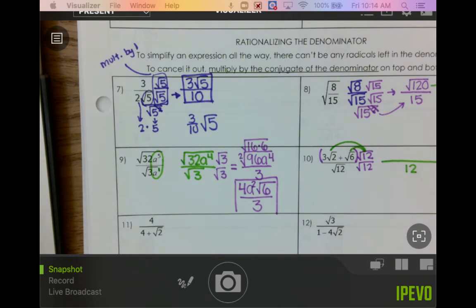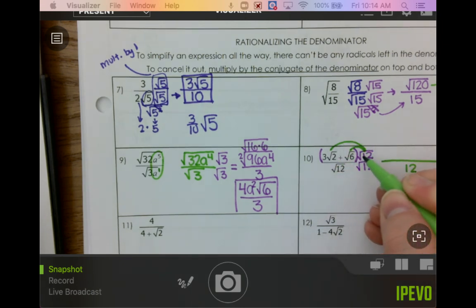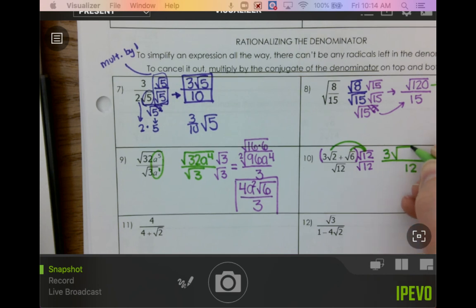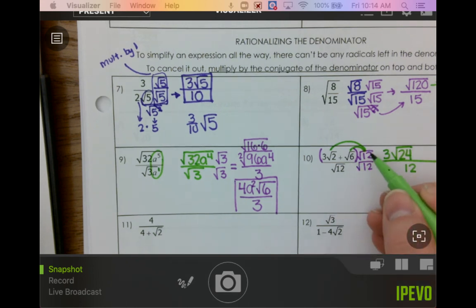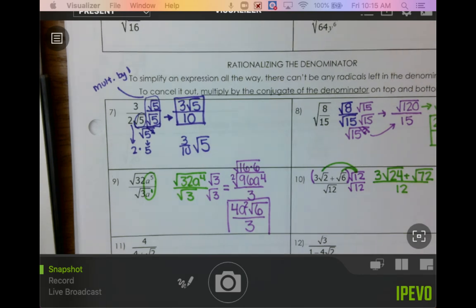On the top, when I go to do 3 square root of 2 times the square root of 12, remember to keep the rules simple. You multiply the 2 and the 12 because they're inside, but the 3 has to stay out front. And 2 times 12 is 24. And then square root of 6 times the square root of 12, there's no numbers outside. So you're going to go straight to the square root. 6 times 12 is 72. And you do need to see a 72.